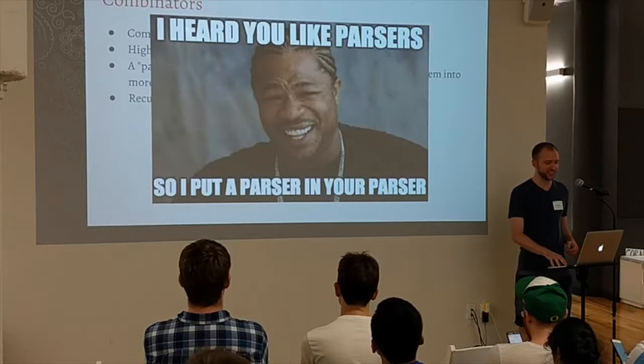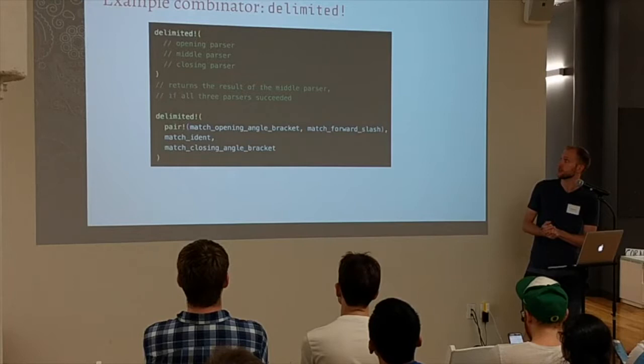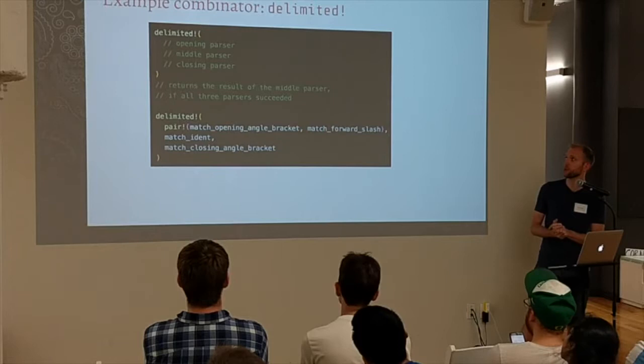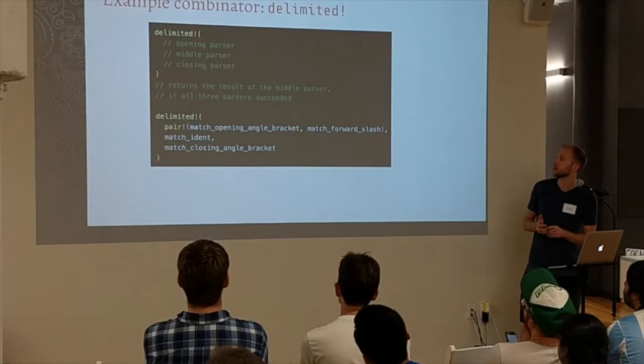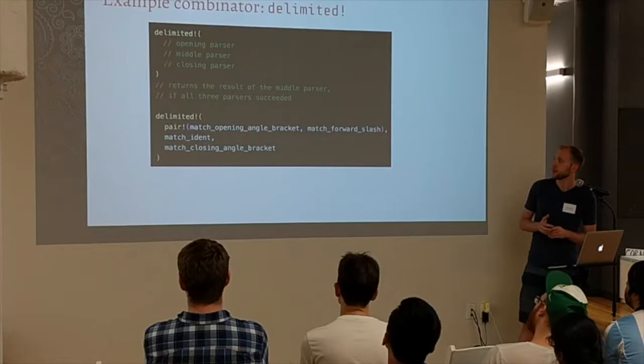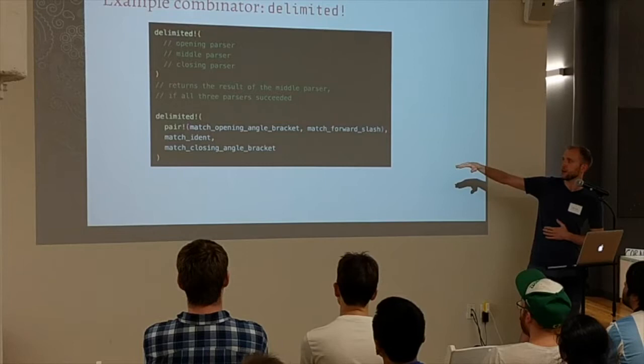So one example parser can be delimited. This combinator takes three parsers. An opening parser, a middle parser, and a closing parser, and throws away the value of the first and the third one, and returns the result of the middle one, assuming all three parsers succeeded. So an example of how we would use that, you might have delimited, followed by a parser that matches an open angle bracket and a forward slash, followed by a parser that matches an ident, followed by something that matches a closing angle bracket.